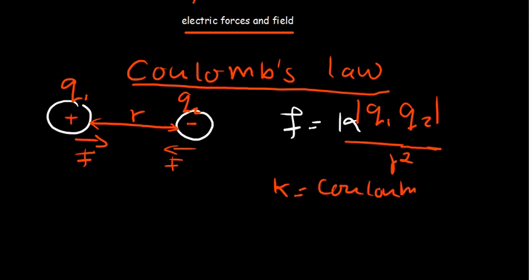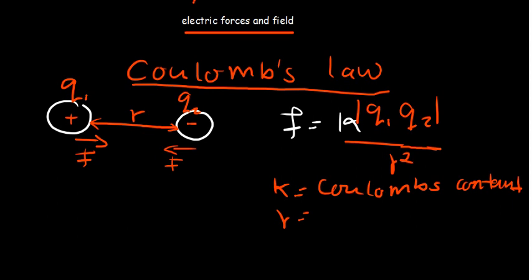K is Coulomb's constant. Then we also have R. R is basically the distance between the two charges. So that is what we need to understand.